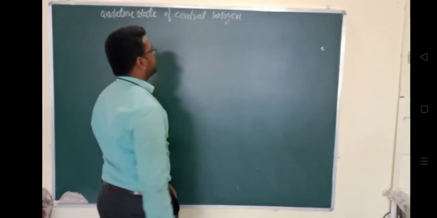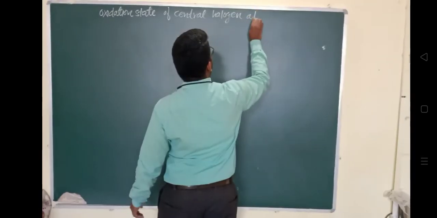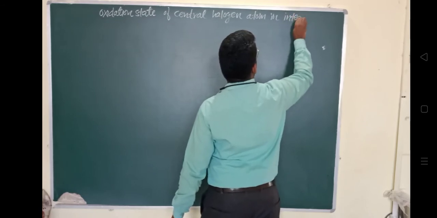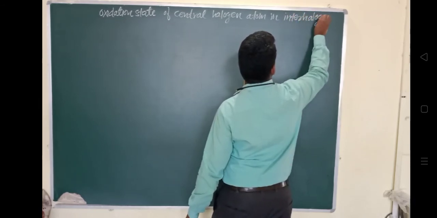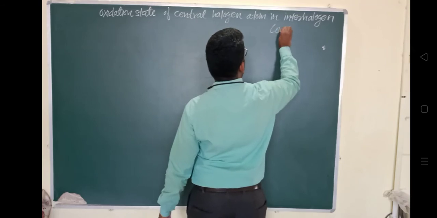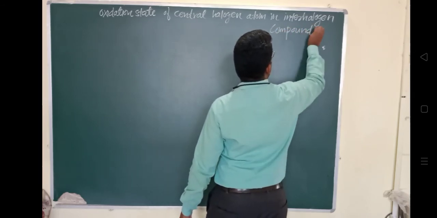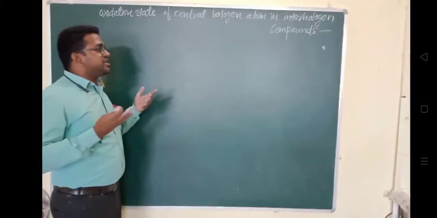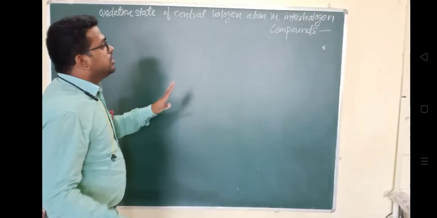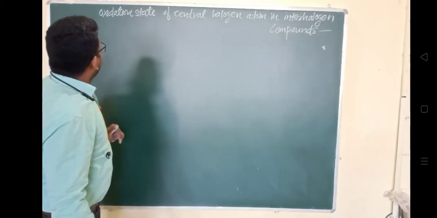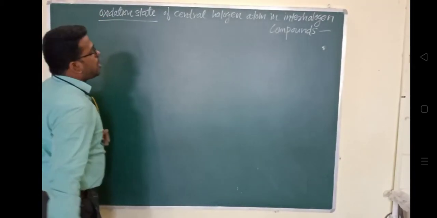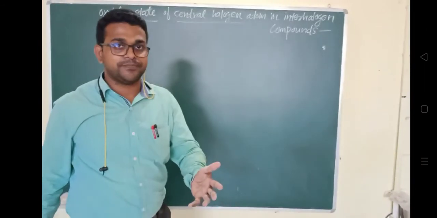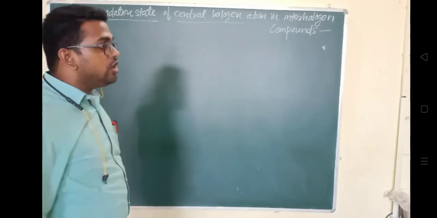Now what is the oxidation state of the central halogen? The central halogen is more electropositive in nature. The central atom is more electropositive than the other atoms. And we have to understand what the oxidation state of it is. So consider the oxidation state of the central halogen.